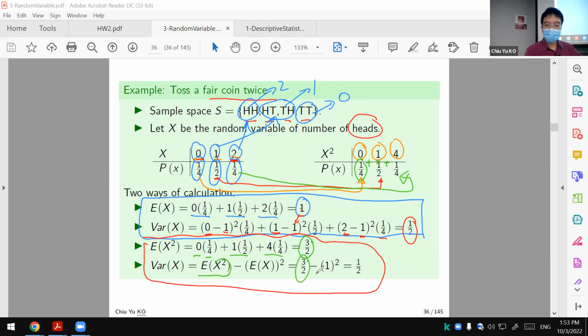Minus the mean squared. Expected X, 1 squared, is 1. So you can see that I don't need to subtract and square every time; I just square and take the expectation two times. That makes the calculation easier. I don't know whether you agree or not, but this is easier to calculate.